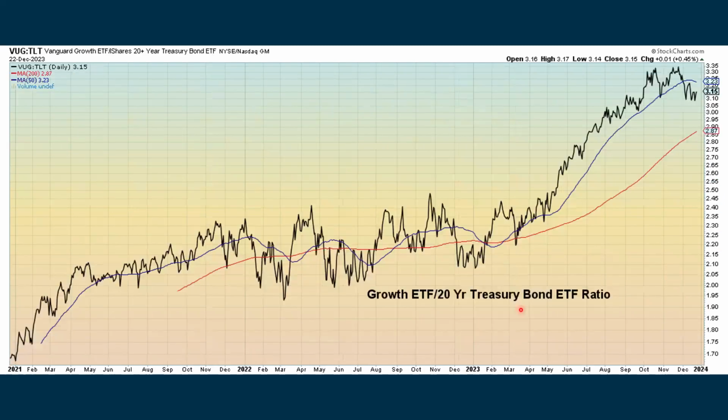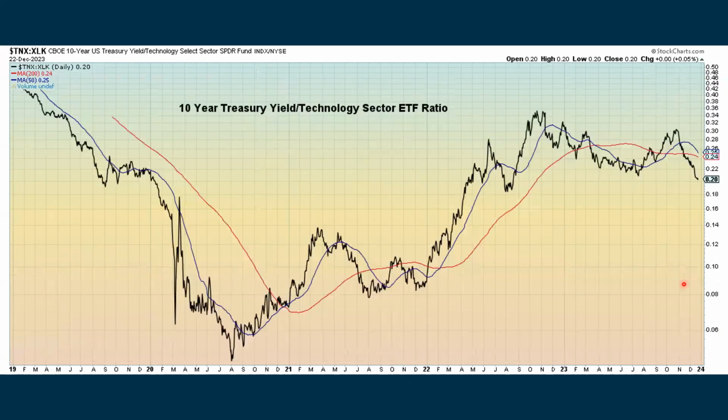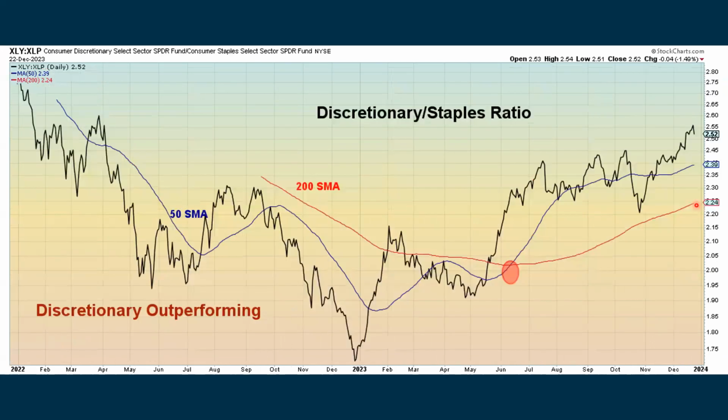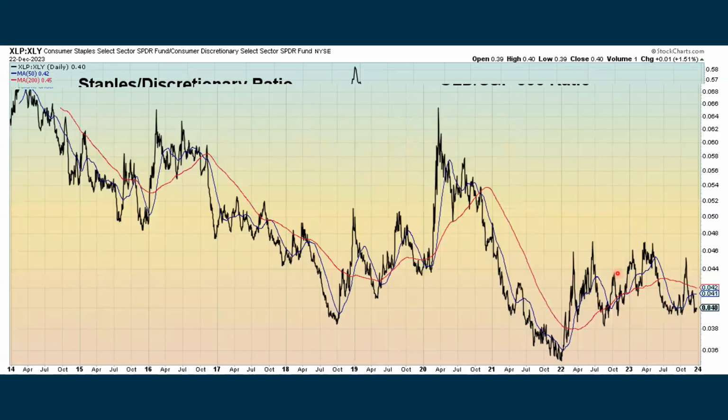Growth, which are the buy low and sell high stocks compared with bonds, shows that stocks are outperforming bonds. And then we look at the tech sector and compare it with the 10-year yield or the interest rate, showing that the tech sector is outperforming on this chart. And then this is an inverse showing where the 10-year yield is underperforming on this chart. Discretionary continues to outperform staples. This is an inverse showing where staples are underperforming discretionary.